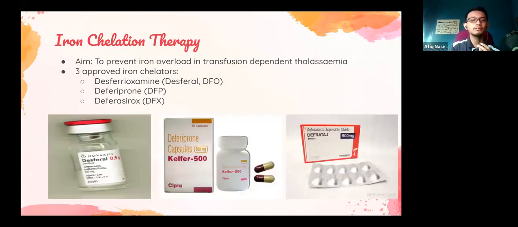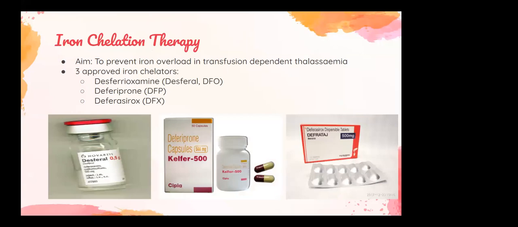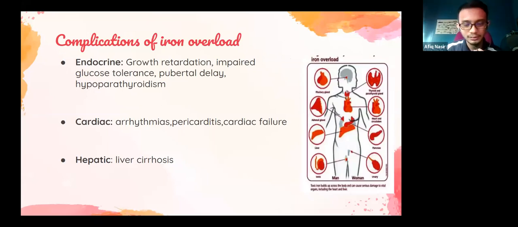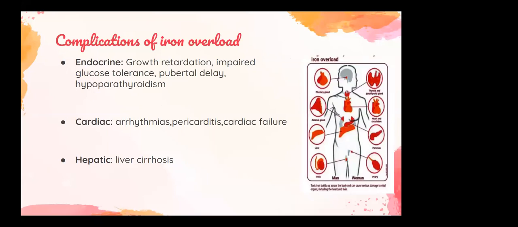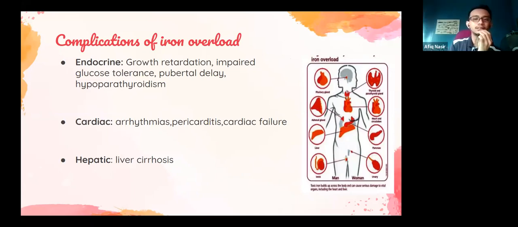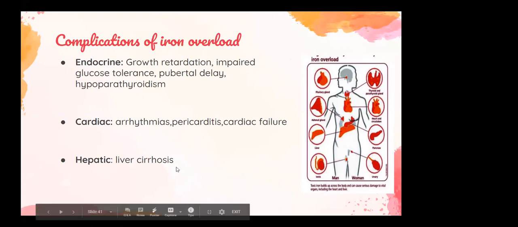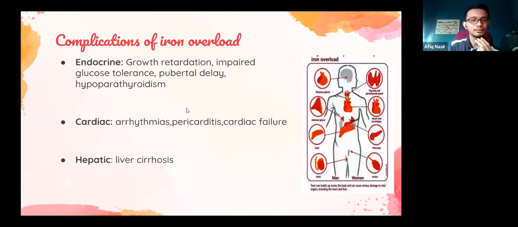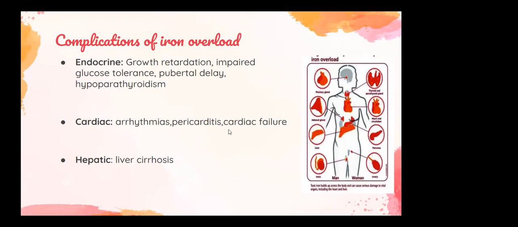What is the cause of all those complications that you have just mentioned? Iron overload. So with iron overload, there is a lot of iron in the blood. So then what happened? Iron deposition, on the endocrine organs.